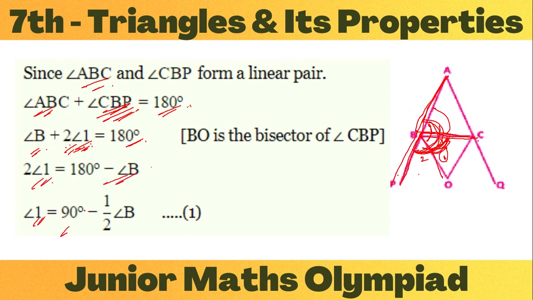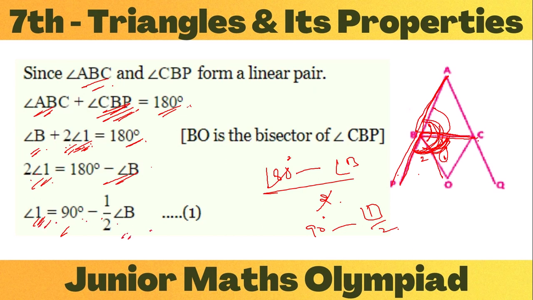So 1 equal to, this 2 will come down, means 180 degrees minus B by 2 we have to write. 90 degrees minus B by 2. So angle 1 value will be 90 degrees minus half B. This is angle 1 equal to 90 minus half B. This is the first conclusion.